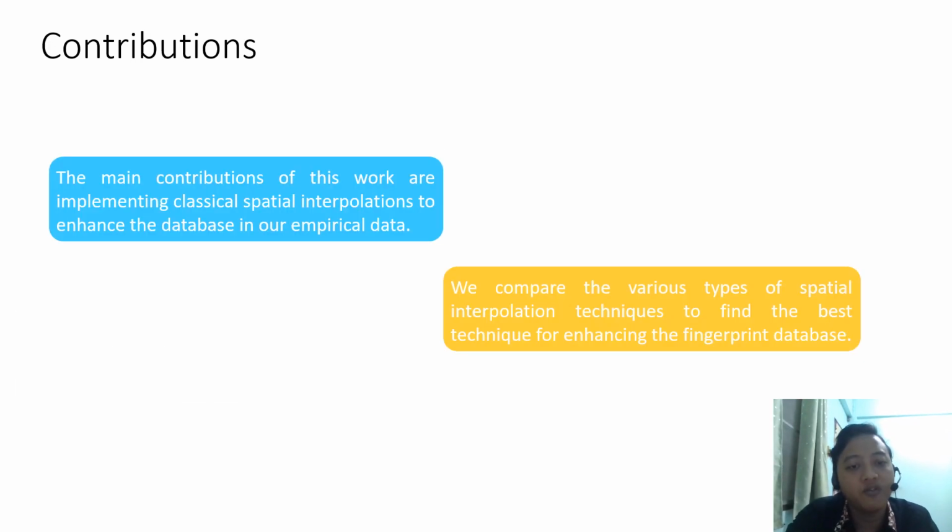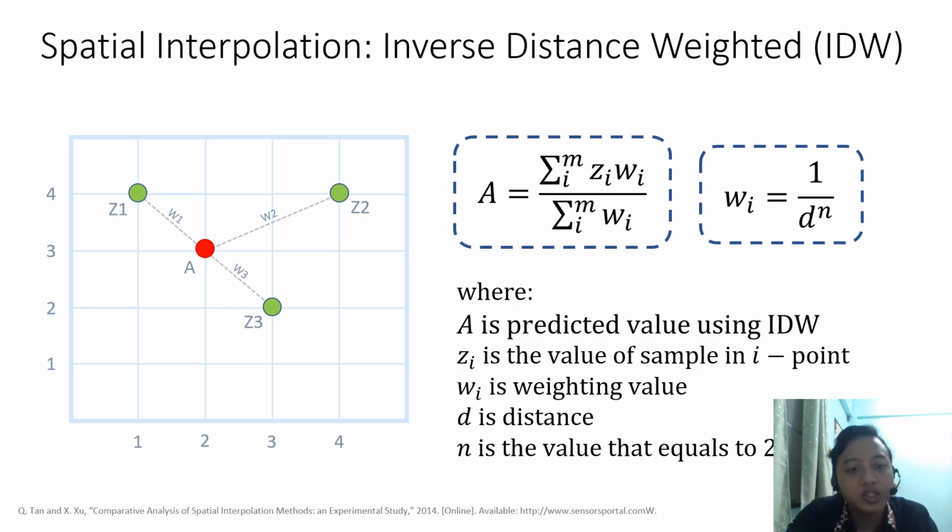The main contributions of this work are implementing classical spatial interpolations to enhance the database in our empirical data, and comparing the various types of spatial interpolation techniques to find the best method for enhancing the fingerprint database. The classical spatial interpolation techniques we use include inverse distance weighted (IDW), quadratic spline, cubic spline, and ordinary kriging interpolation.